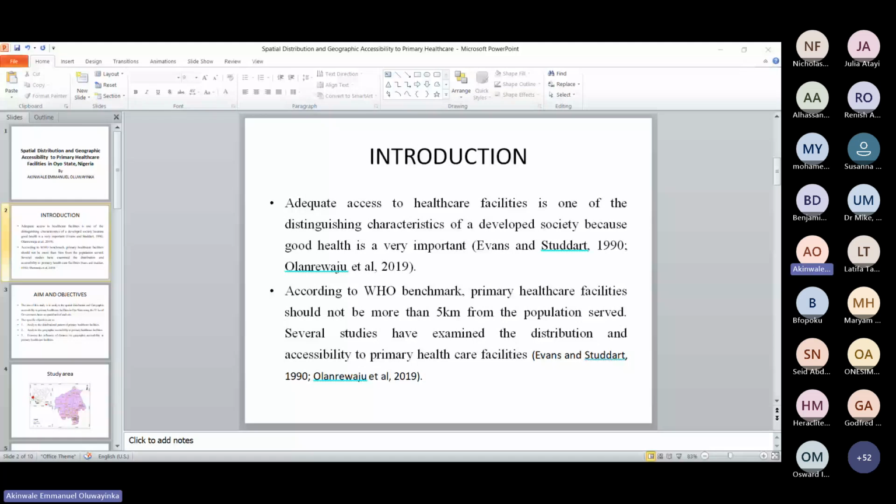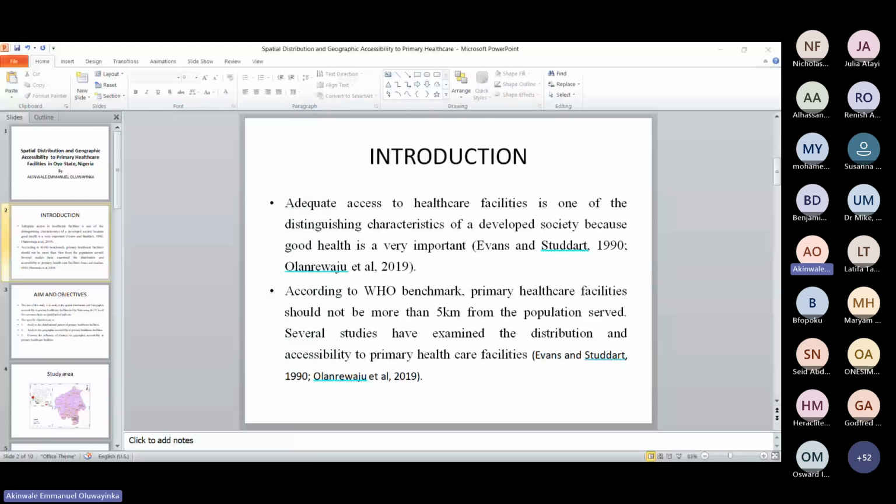The aim of the study is to analyze the spatial distribution and geographic accessibility to primary healthcare facilities in Oyo State, using all the 33 local government areas. This is the map of the study area. This is the map of Nigeria showing Oyo State with the 33 local governments.